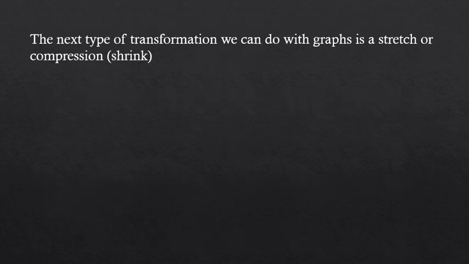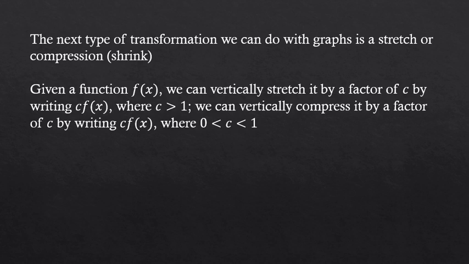The next type of transformation we can do with graphs is a stretch or a compression, aka a shrink. And the way we do vertical stretches, compressions, or horizontal stretches or compressions is we multiply either the function by a constant or we multiply the variable by a constant and we take that quantity and substitute it in.